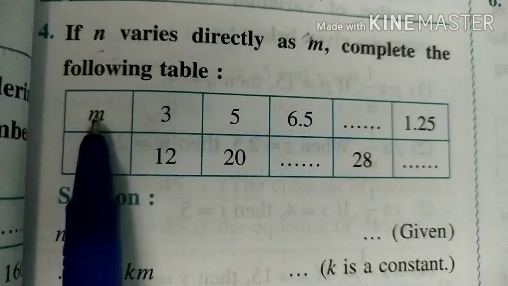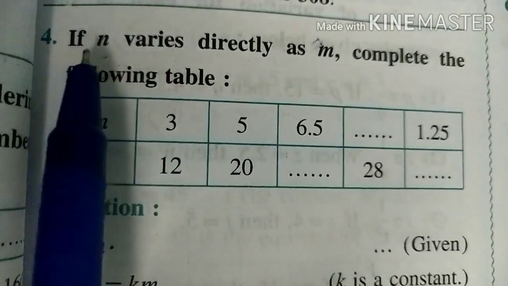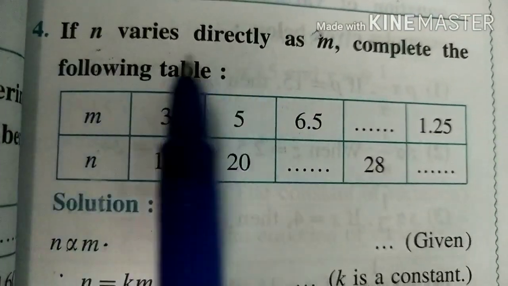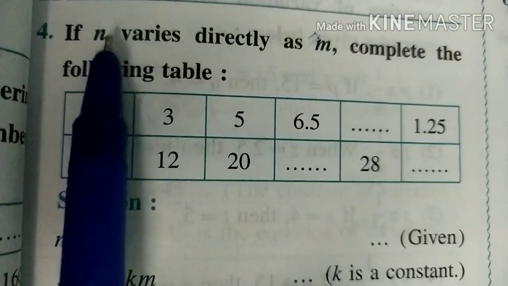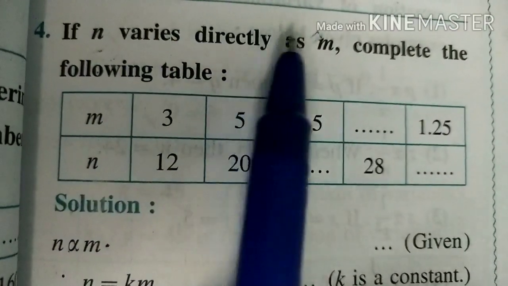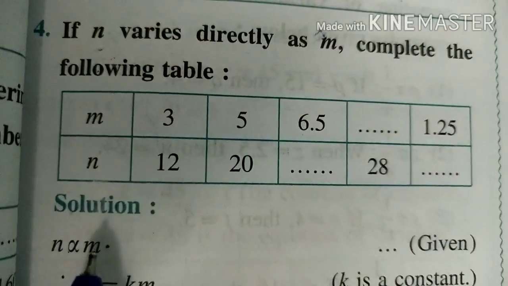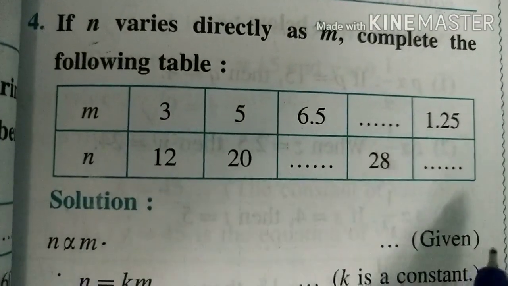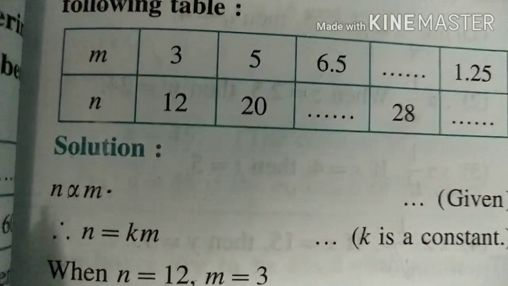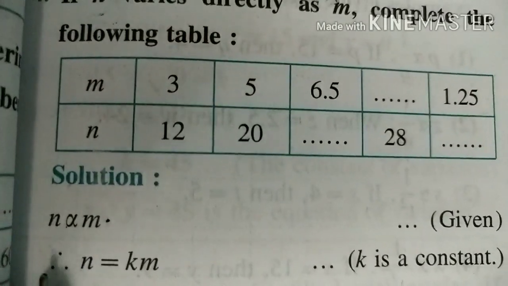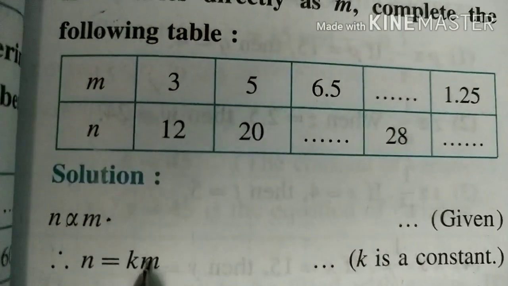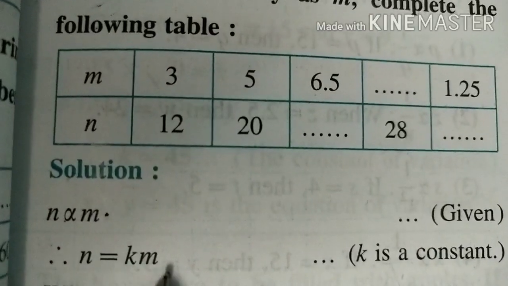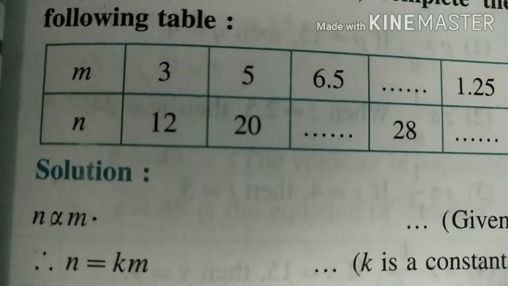Even though in the table m is up and n is down, still you need to pay attention to the question. In the question, what is written first, you will write that letter first only, and what is written second, you will write that letter second only. Okay, so n varies directly as m, it is already given. You write it in the equation form, that is n is equal to km, where k is the constant.